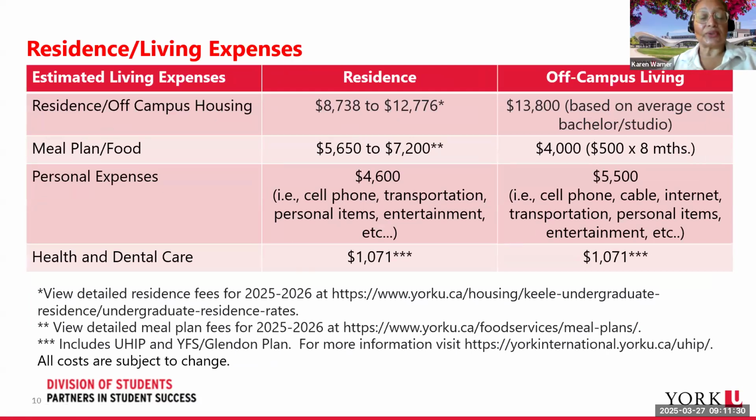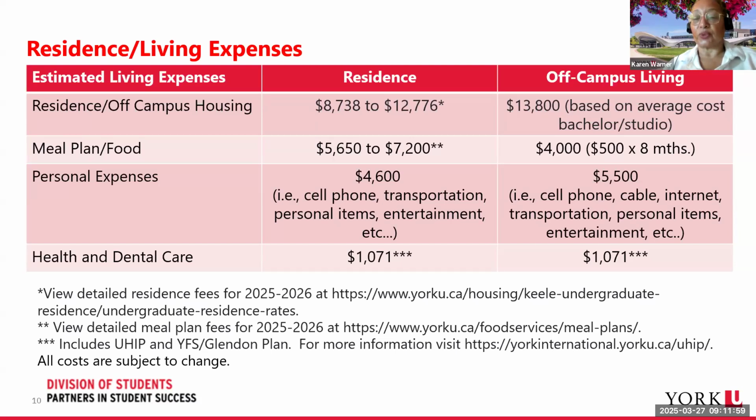So this year we introduced a guaranteed 4-year housing guarantee. So if you do elect to live on campus, you will have that opportunity to do so for all 4 years of your degree. Right now, this is based on the upcoming academic year. So for fall 25-26, these are the current fees for residence, starting at $8,700 up to $12,000, depending on which residence you go into and what your living situation is.